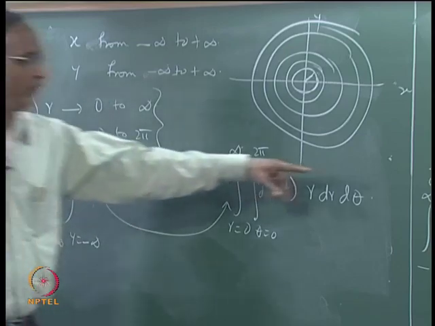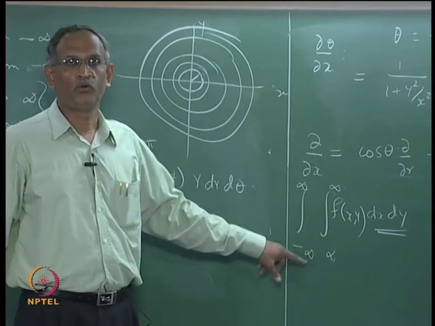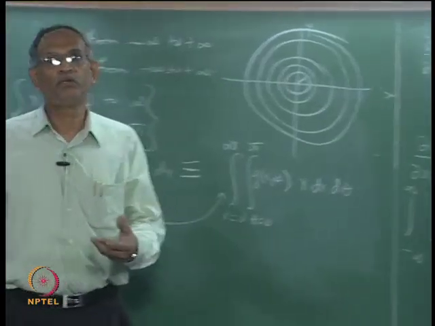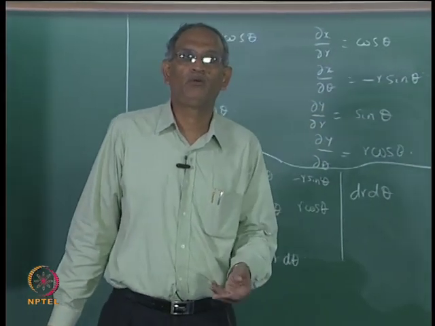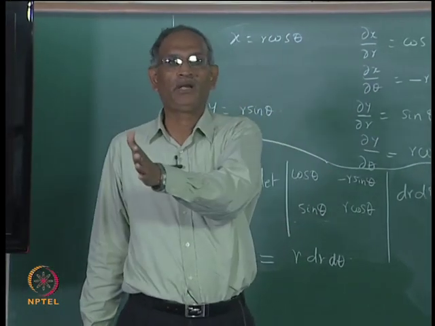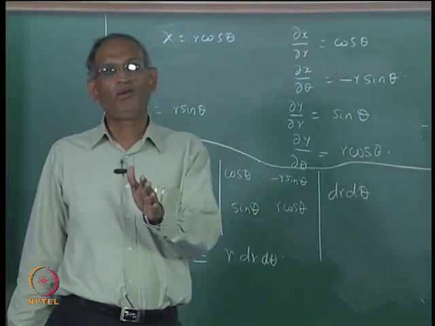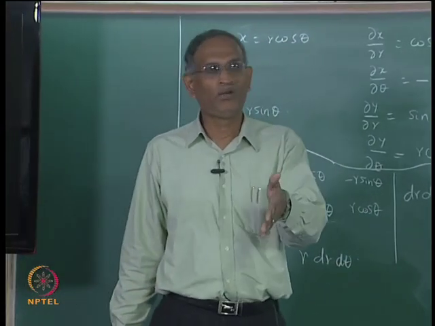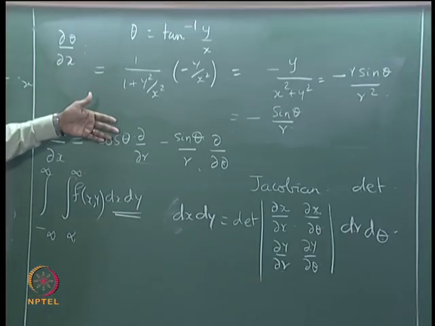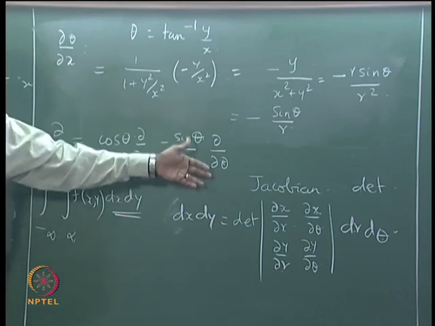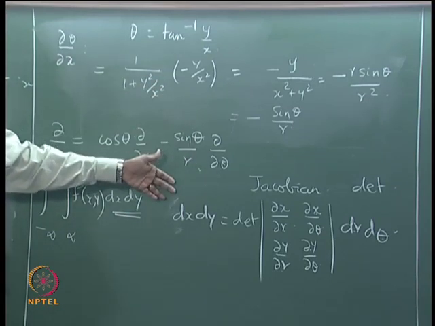The derivative dou by dou x, I have written. You can write a similar derivative for dou by dou y. The moment you know dou by dou x and dou by dou y, you can construct dou square by dou x square by having those two operators next to each other and being careful enough to recognize that the derivative dou by dou r will not only act on dou by dou r and dou by dou theta, but also on any function of r that appears in the derivative.